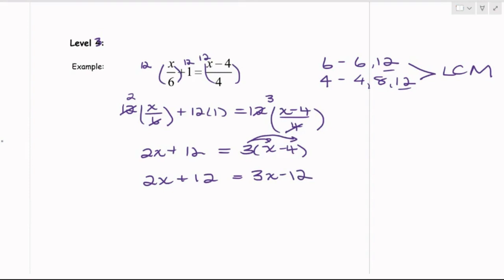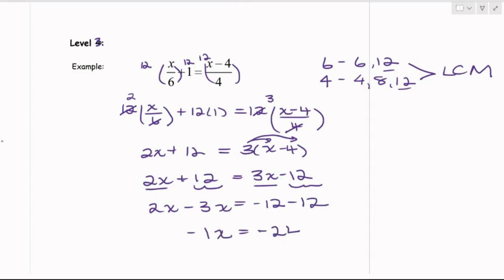All right, we want our buddies to be together. That means the 2x and the 3x want to hang out, and the 12s and the 12s want to hang out. So let's go 2x minus 3x, because this is a positive 3x, just invisible, it's coming over, equals negative 12. Now what's this positive 12 going to come over as? Negative 12. 2 take away 3 is negative 1x. Negative 12 take away negative 12 is negative 24.